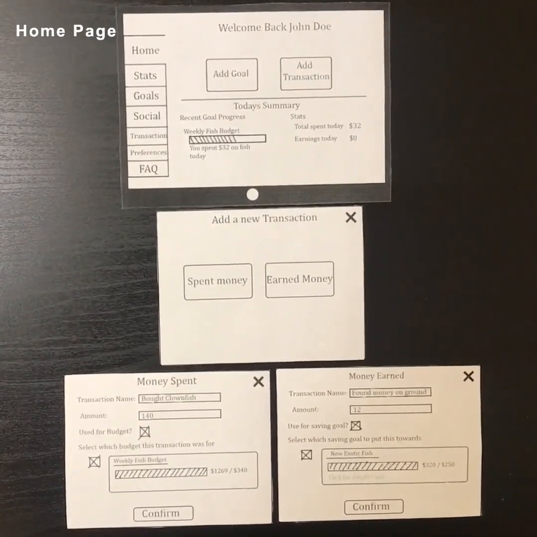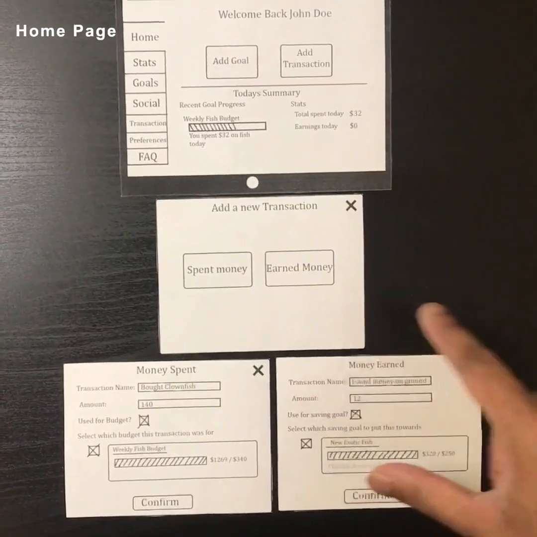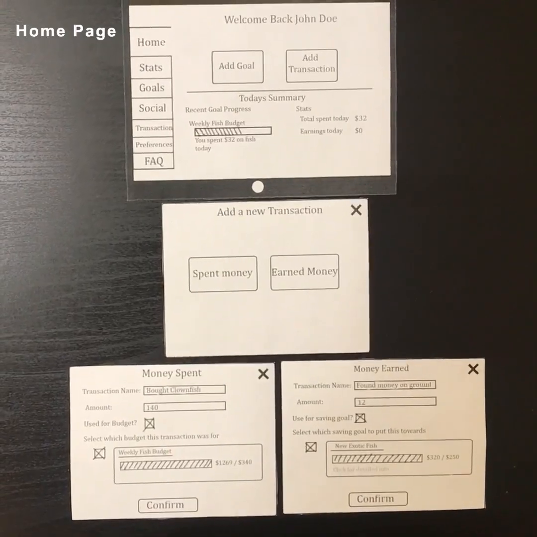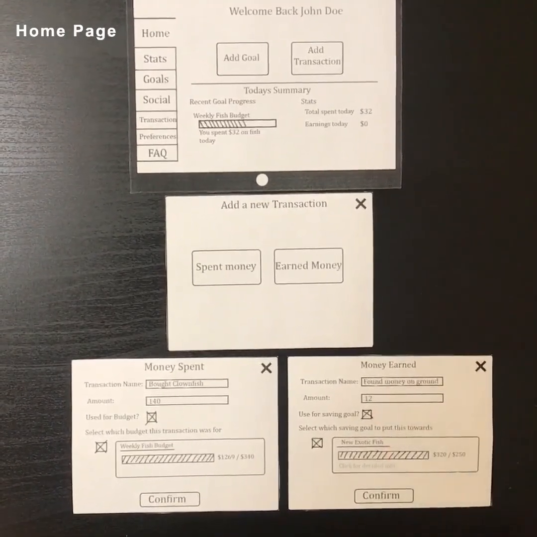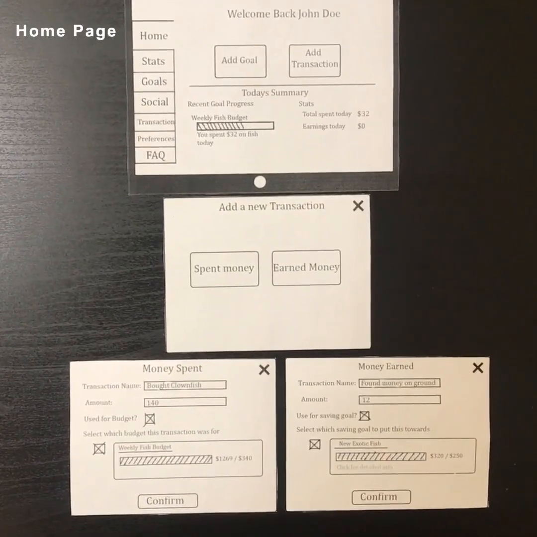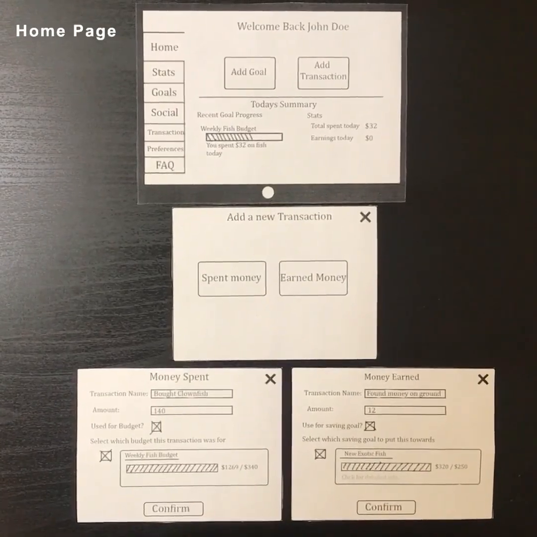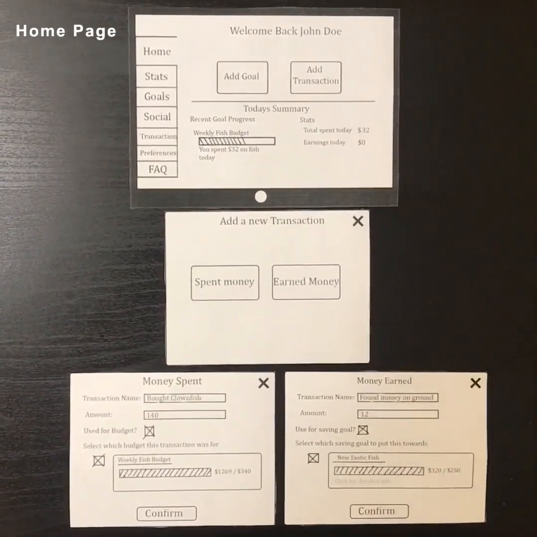To add an Earn Money transaction, you click on the Earn Money button and you're greeted with another pop-up which helps you add that particular transaction. You can again add a name, the amount of money you earned, and also tie it to a savings goal. To add this transaction, click on Confirm and the pop-up will dismiss itself and again take you back to the home screen.